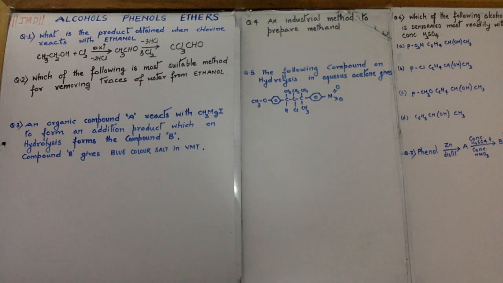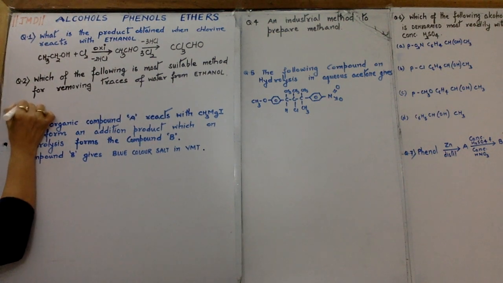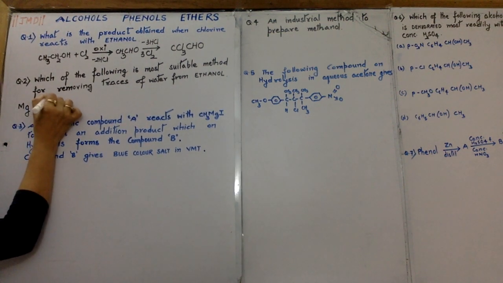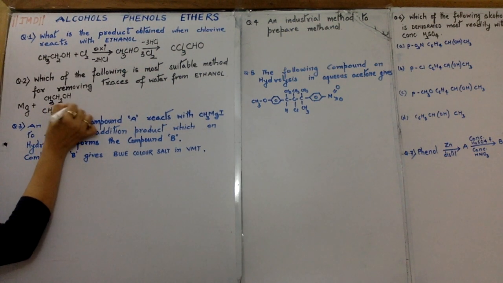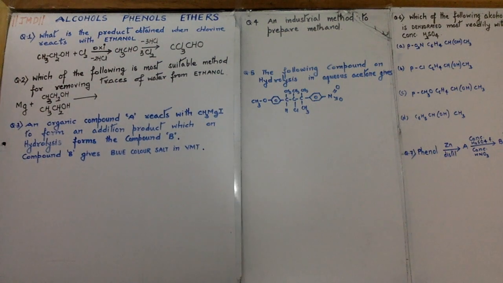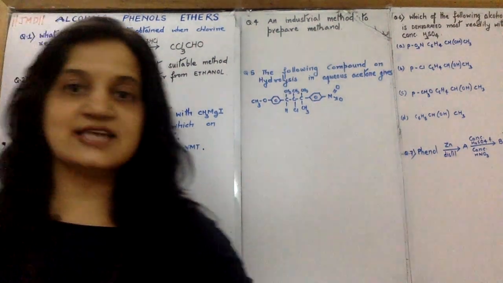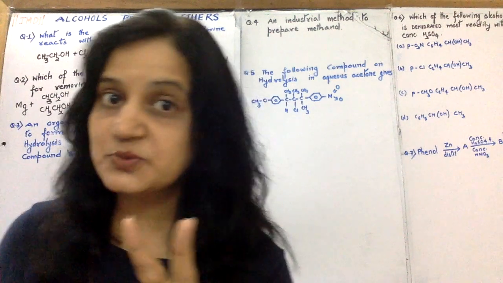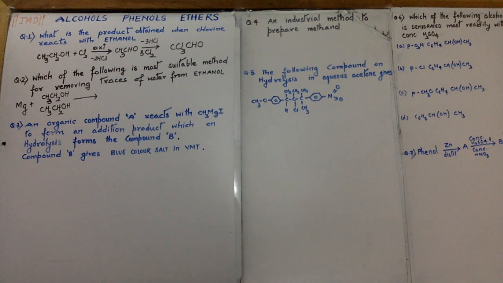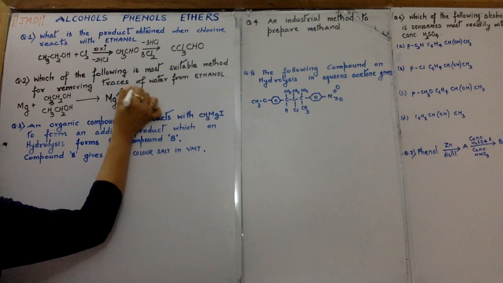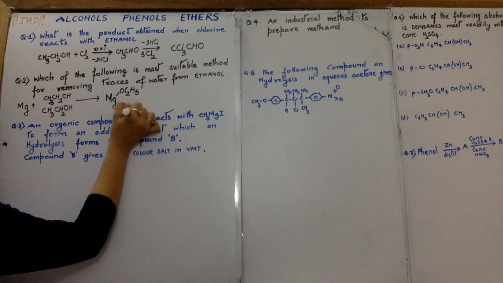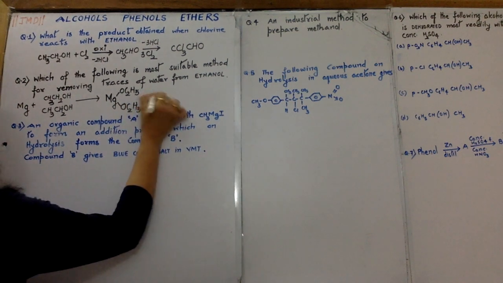Why? I'll just tell you the reaction. When magnesium reacts with ethanol, first of all, it takes 2 molecules of ethanol because magnesium is divalent. So here is the reaction. Mg with 2 ethanol molecules gives, of course, magnesium ethoxide, like this. Even sodium will give sodium ethoxide, but further no reaction.